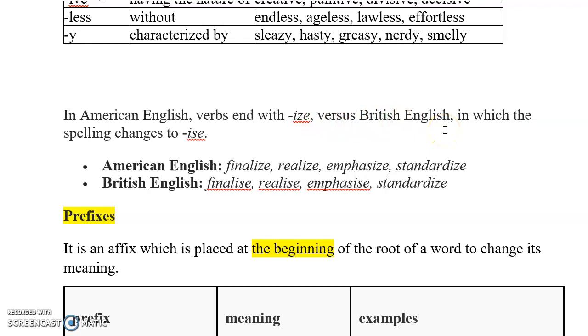versus British English, in which the spelling changes to ise. So, for example, if I have finalize, as you see here, it ends with Z. In both cases, they are pronounced in the same way as Z, but the spelling is different from American to British. In American English it is spelled with the letter Z, whereas in British English it is written with the letter S. So I have finalise as well. It is pronounced the same, but the difference is in the spelling.